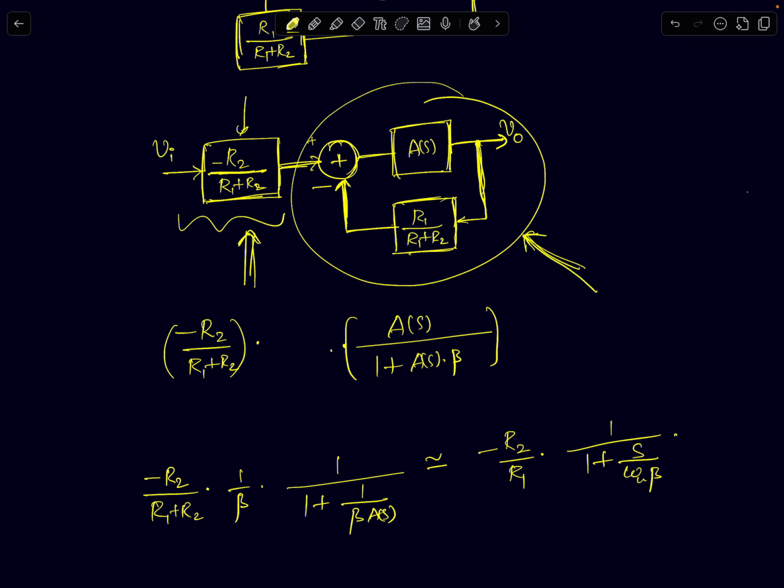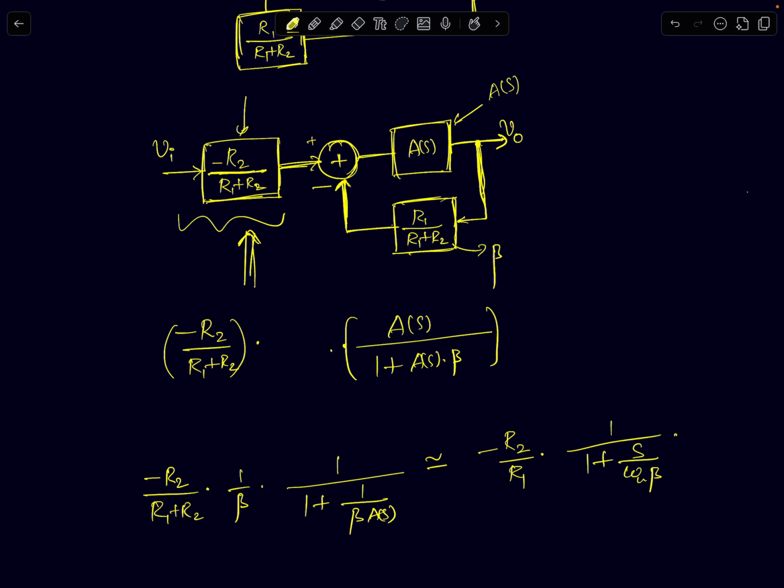So therefore the feedback factor beta and the op-amp's open loop gain will determine the frequency response. That's why I'm showing this model, to show you that the frequency response, the 3 dB bandwidth, will remain the same as it was for a non-inverting amplifier. Only that there is an additional DC factor that you have to multiply it with. That's the only difference between inverting and non-inverting amplifiers.